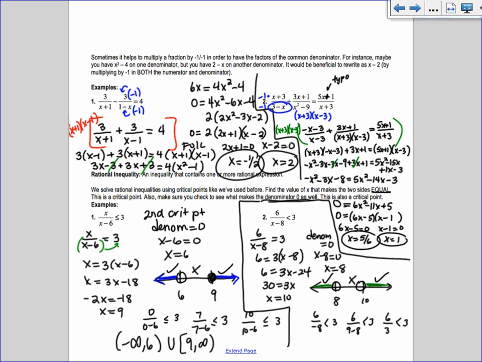Both of them are open, right? Both of them. Why both this time? Yeah, it didn't say less than or equal to. So even when I plug in 10, I get 3 is less than 3. It did not say 3 is less than or equal to 3. 3 is not less than 3. Okay, so it wouldn't be included. So my interval notation is negative infinity to 8, parentheses, union, 10 to infinity.